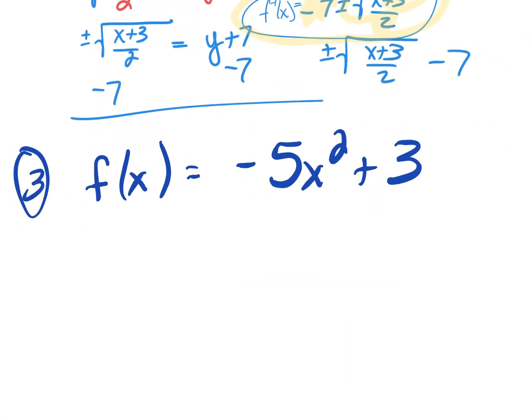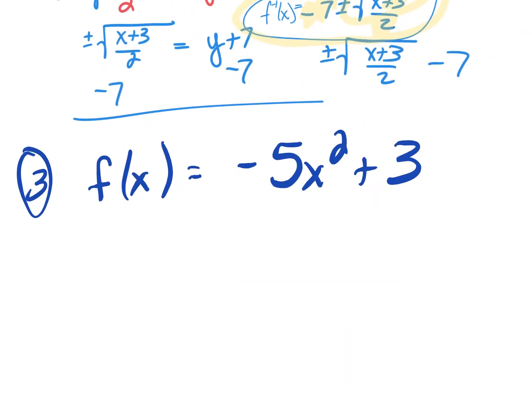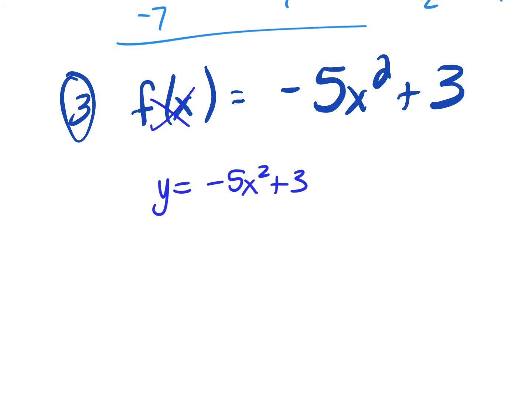Look at this one. What's the first step? What do I do? Okay, we're going to cross off f of x. I'm going to change it to y. So y equals -5x squared plus 3. Now what? Switch the places of x and y. So x equals -5y squared plus 3.